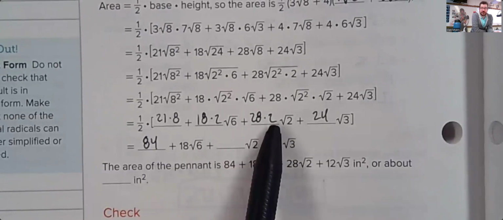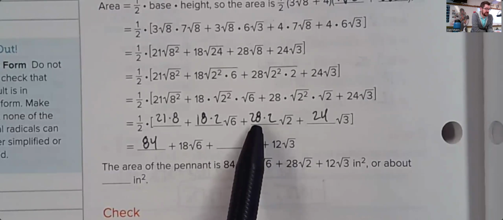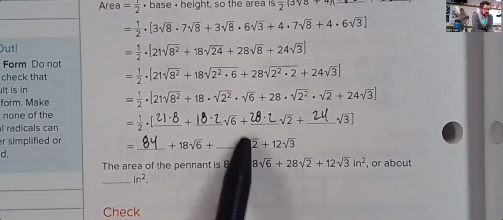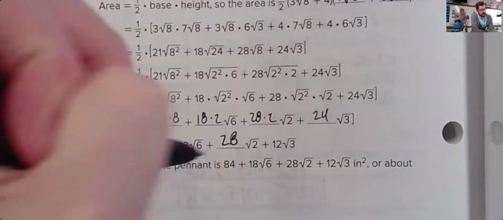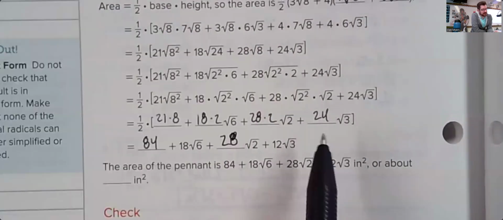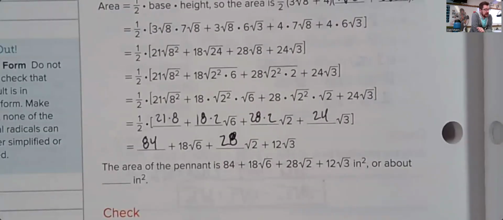28 times 2. What's half of 56? Brings it right back down to 28. So then 28 root 2. So that number, 28. And then 12 root 3, because half of 24 is 12. There are no like radicals to combine on this one, which isn't a problem. It just kind of is what it is.